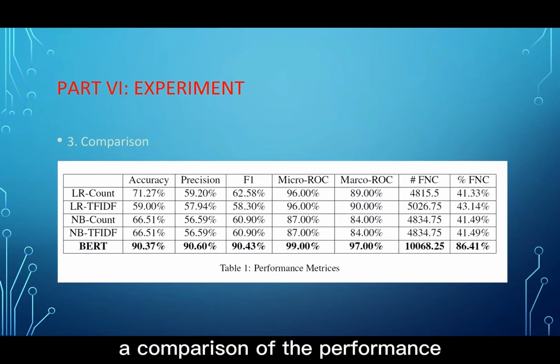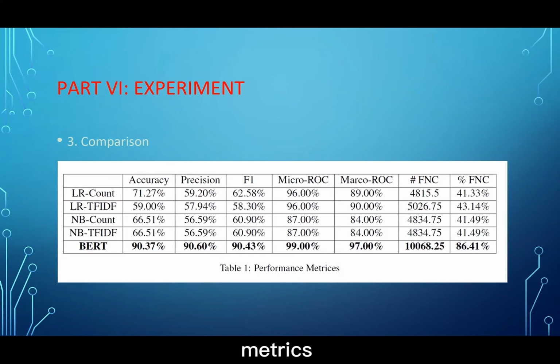A comparison of the performance metrics between the BERT model and the four baseline models is shown here. The BERT model exceeds 90% in the confusion matrix, and BERT is the only model with a score of over 10,000.